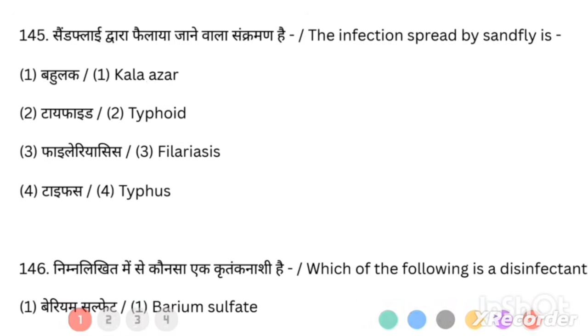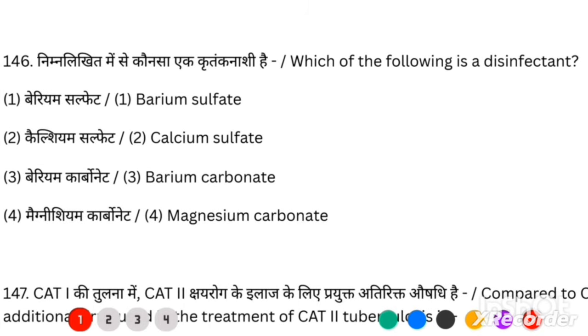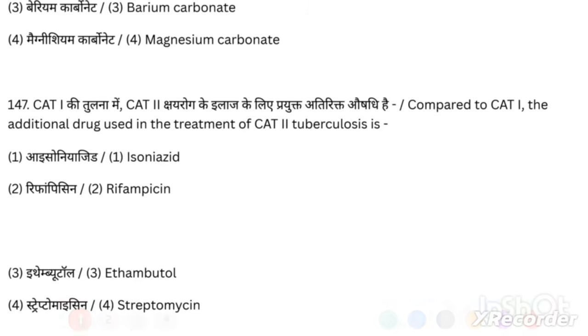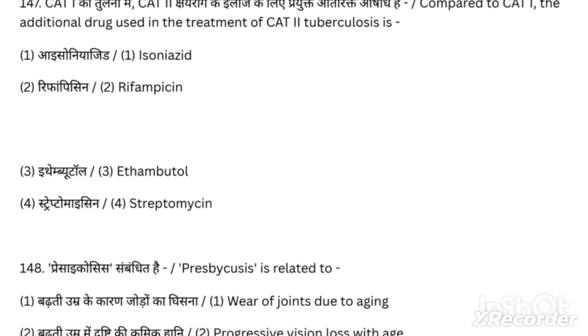Next question is, which of the following is a disinfectant? So the correct answer is barium carbonate. Barium carbonate is also used to kill rats and mice. Next question is, compared to category 1 and category 2, the additional drug used in the treatment of category 2 tuberculosis. So the correct answer is streptomycin. Streptomycin is additionally added to category 2 tuberculosis patient.